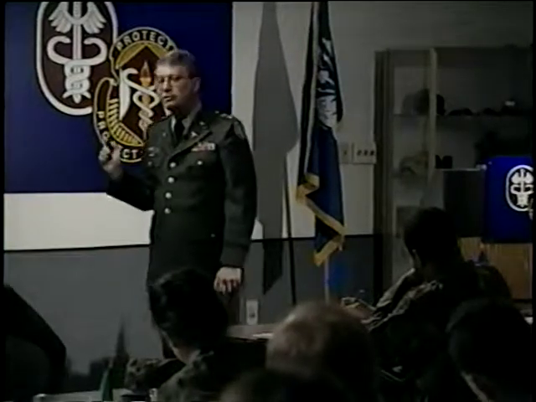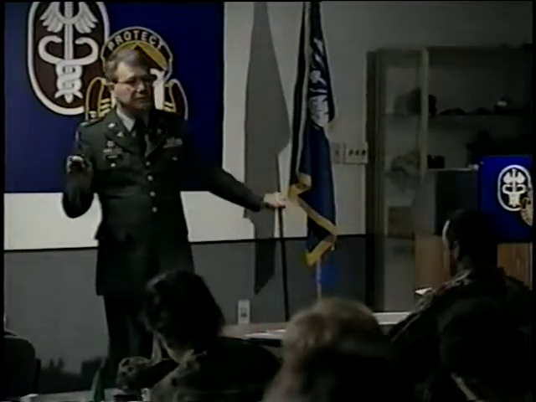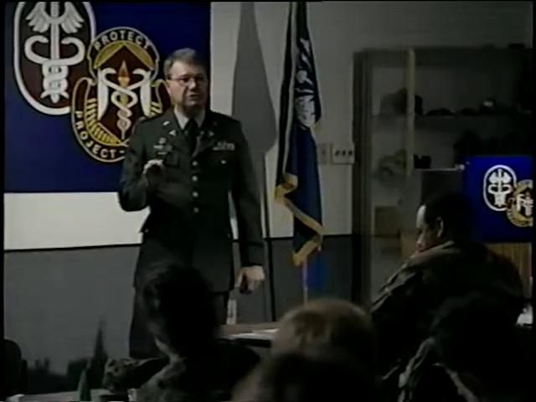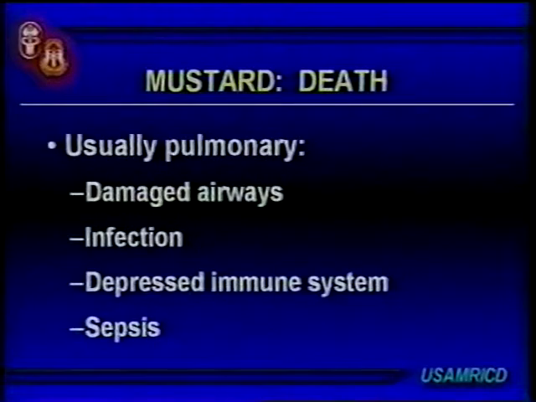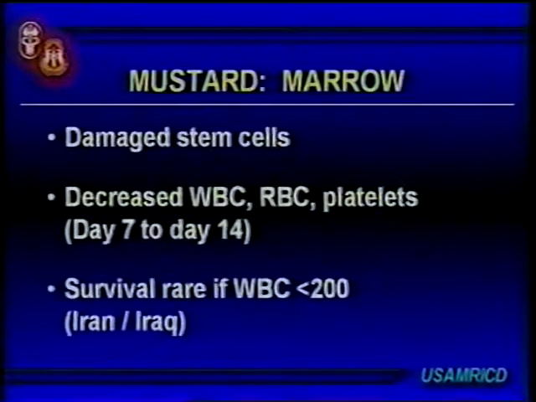The last way you die a pulmonary death with mustard is that at 7 to 14 days, and the slide coming up will show you this, if you've gotten a major systemic hit, the bottom falls out of your white count. And you get septic because you can't fight infection, and you get sepsis and a secondary septic type pneumonia. And that's another way you can die a pulmonary death with mustard.